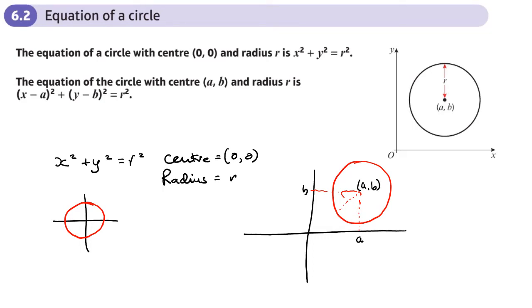The equation of this circle is going to be (x minus A) all squared plus (y minus B) all squared equals r squared. So you see here you need to be careful with the signs, because even though this coordinate is (A, B), there's a negative sign in front. So be careful, take care. You've got to be careful with that negative sign that's there.